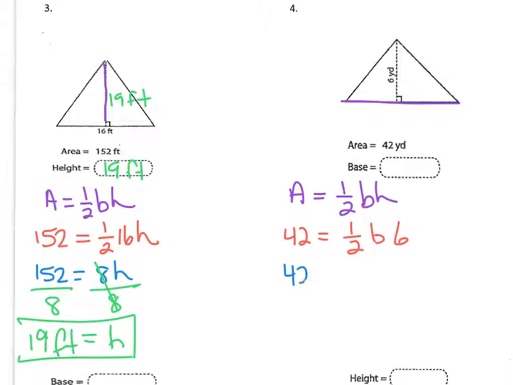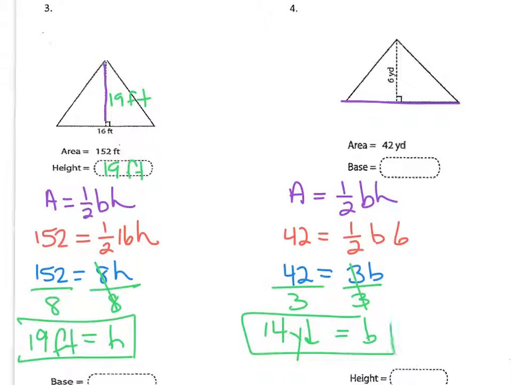So now we have 42 equals, half of 6 is 3, so when we simplify, we get 3b. And then to finish this, we're going to divide both sides by 3. So these cancel, and b equals 42 divided by 3 gives you 14, and this is yards. So the base was 14 yards, and up here in our picture, this would be 14 yards. So those are some examples of how you can use the area of a triangle to find a missing dimension.